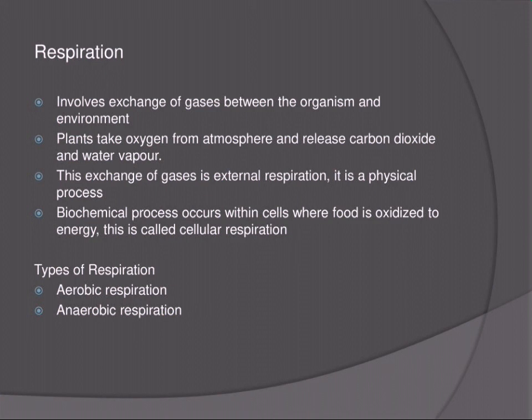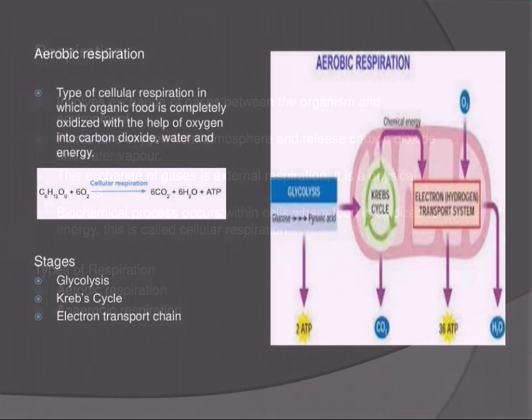So there are 2 types of respiration taking part in plants. One is external respiration, that is intake of oxygen and release of carbon dioxide. The other one is a biochemical process, which is called cellular respiration, wherein plants take oxygen into the cells and the food is oxidized into energy. This is called cellular respiration. So there are 2 types of cellular respiration, namely aerobic respiration and anaerobic respiration.